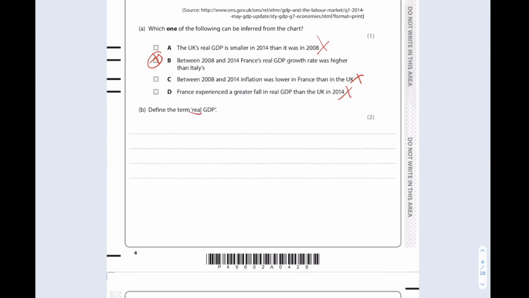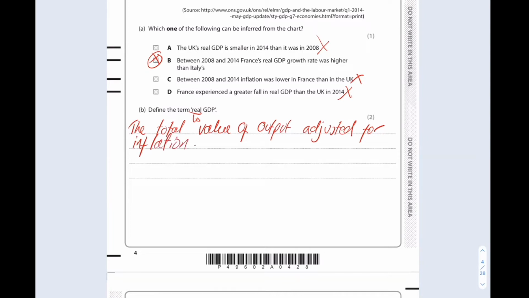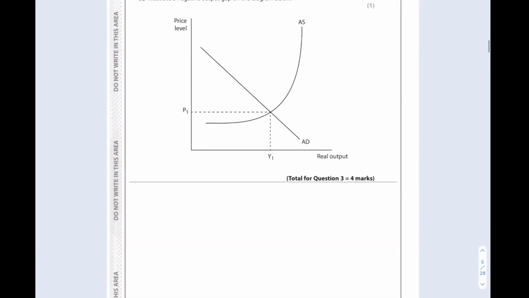Okay, anytime you see the term real, that is adjusted for inflation. So hence, the term real GDP is the total value of output adjusted for inflation. Done. Okay, so that's done. The 1 mark here for output, value of outputs, not number of things, and then adjusts for inflation. Another one, so 2 marks.